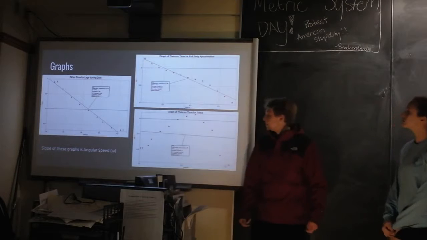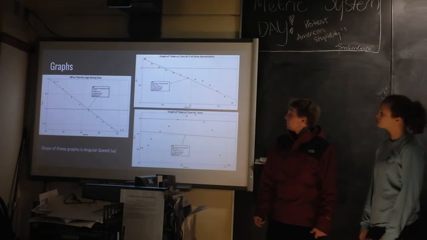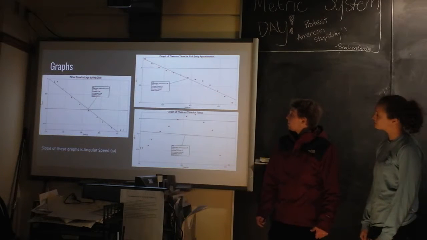Can you explain why the graph of theta versus time for the full body approximation's shape is so different than the one for the torso one, and also why you put a linear fit on the torso one?